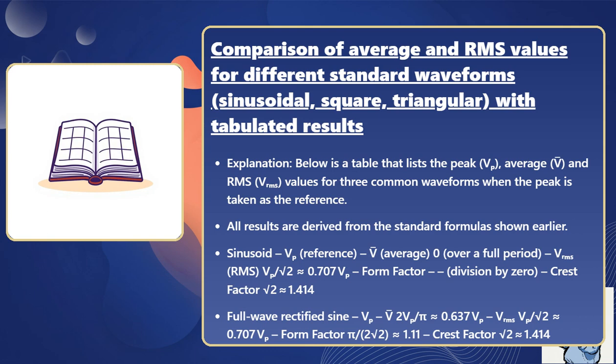Full wave rectified sine, V sub P reference. Average voltage is 2 V sub P divided by pi, approximately 0.637 V sub P. RMS voltage is V sub P divided by the square root of 2, approximately 0.707 V sub P. Form factor is pi divided by 2 times the square root of 2, approximately 1.11. Crest factor is the square root of 2, approximately 1.414.